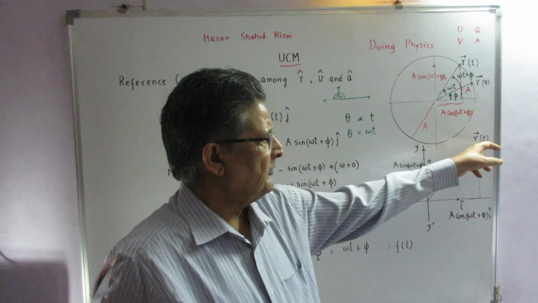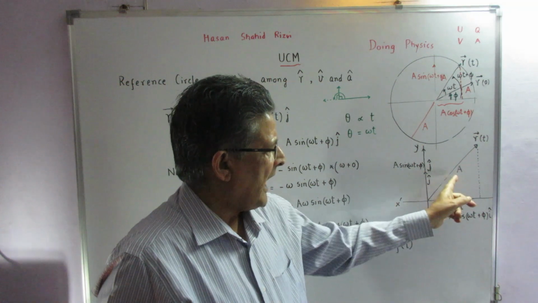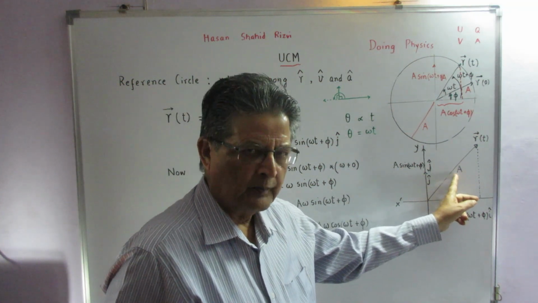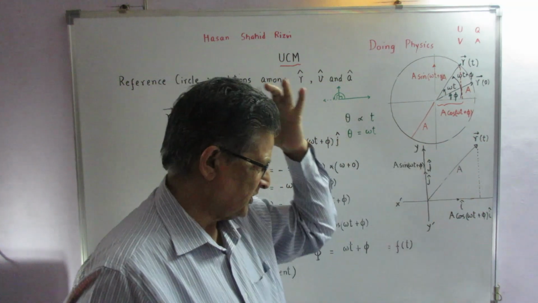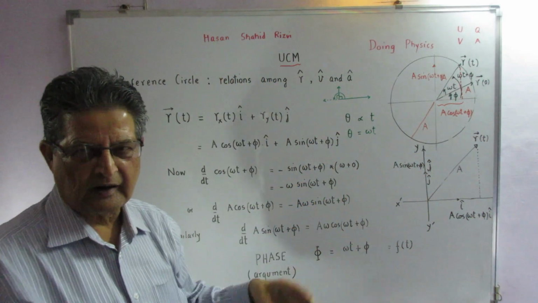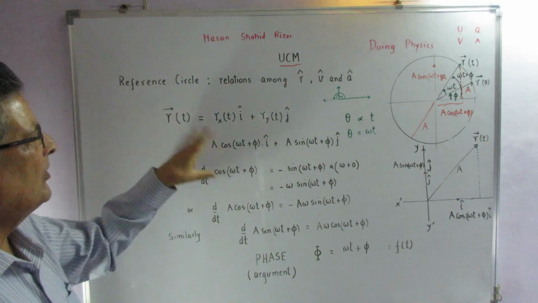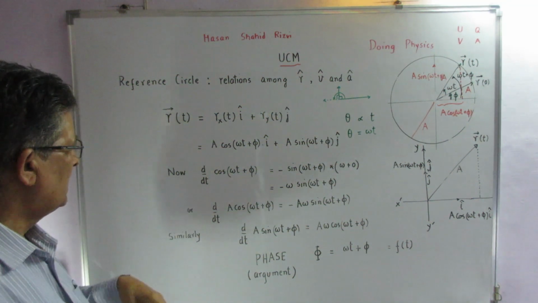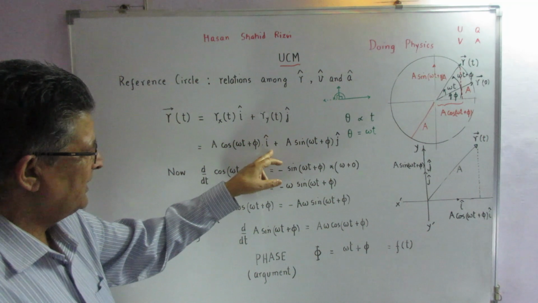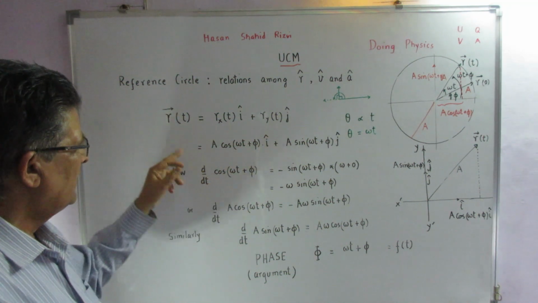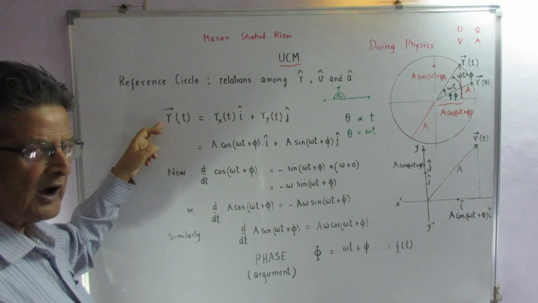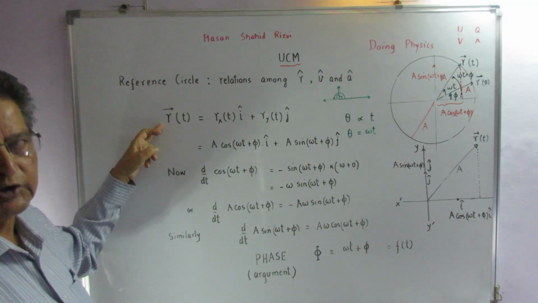The magnitude of the vector r has been taken as equal to a, just to distinguish it from capital R or small r or whatever. I'm just taking a vector a. Of course, what is the dimension of this? The dimension of r(t) is in meters.